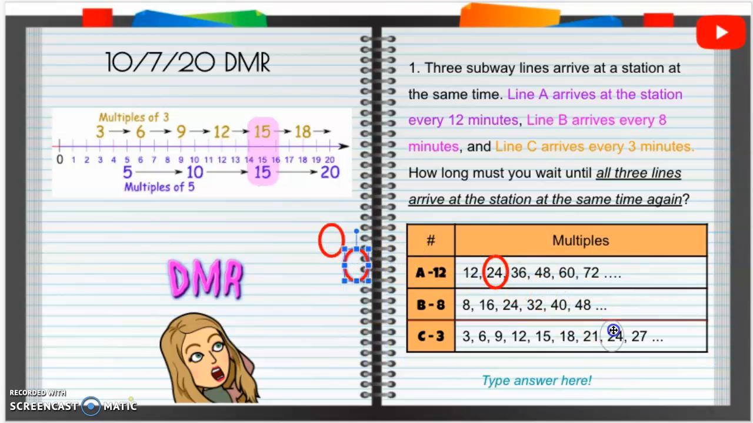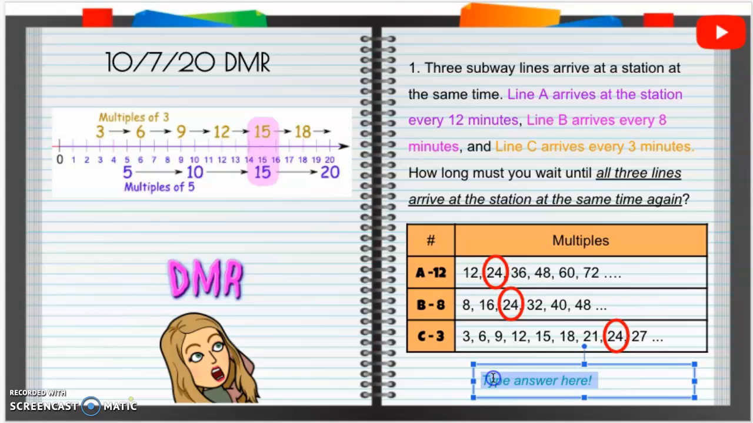So this 24 is the first number that all 3 of the lines have in common. So that is the first time. In 24 minutes, they will all come back and be at the station at the same time again. So that is it for our daily math review.